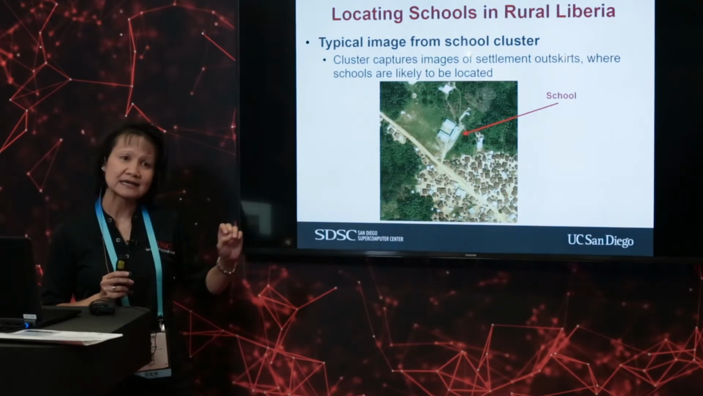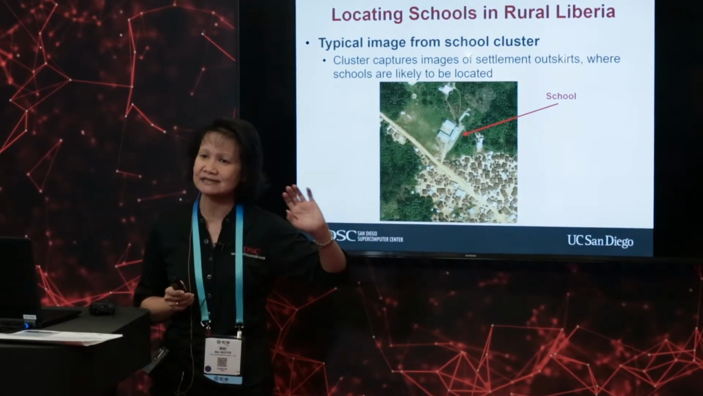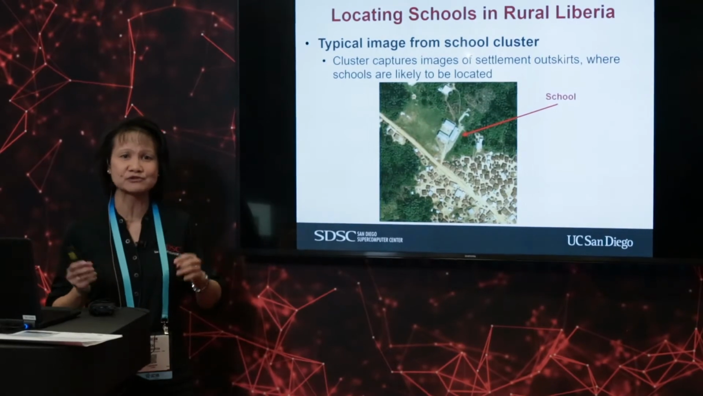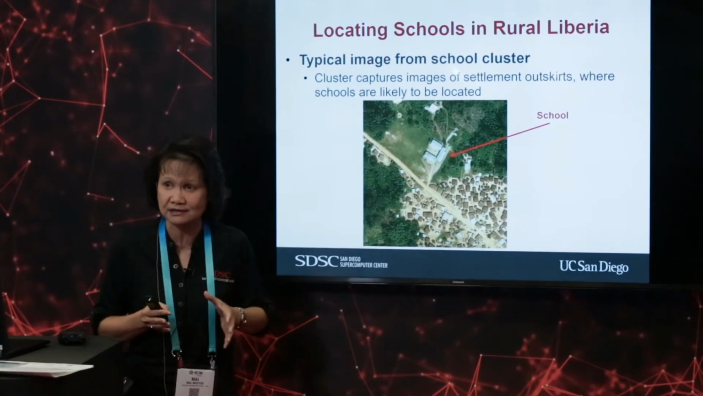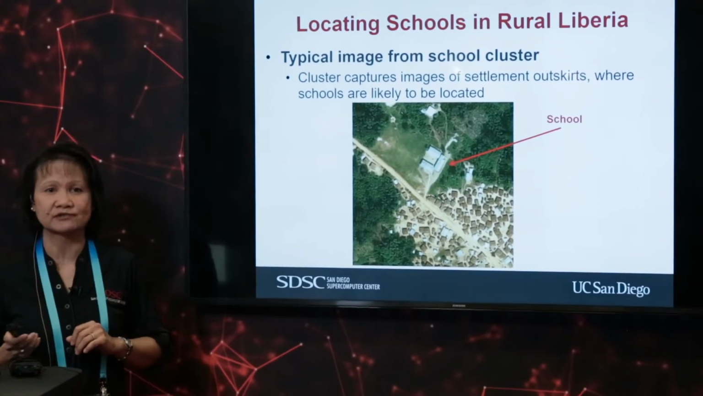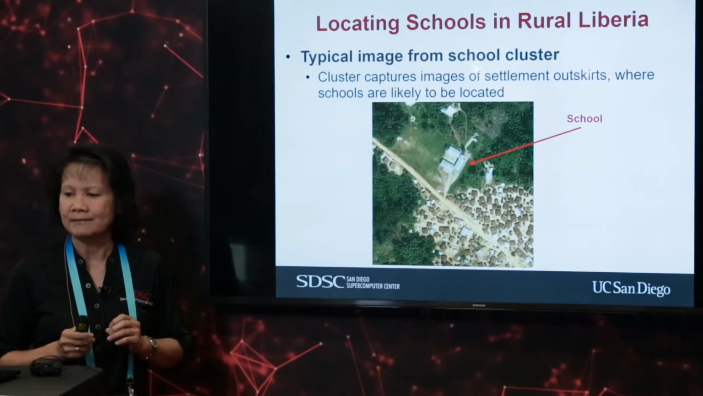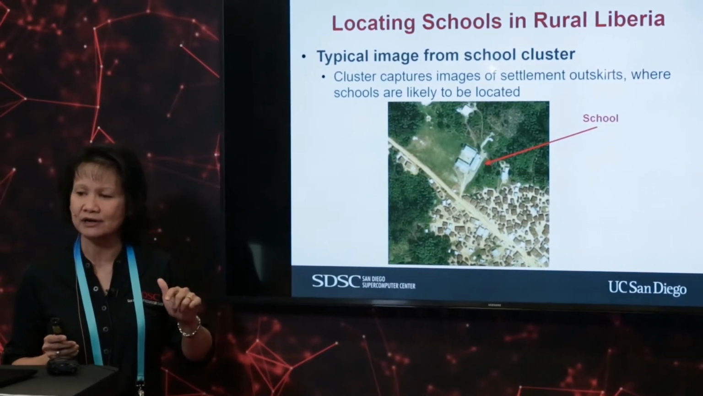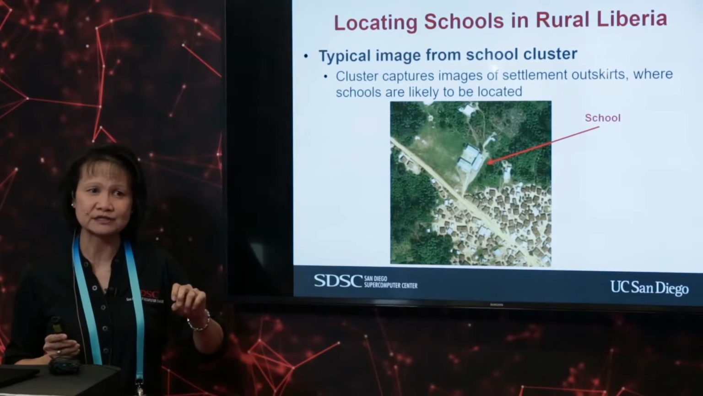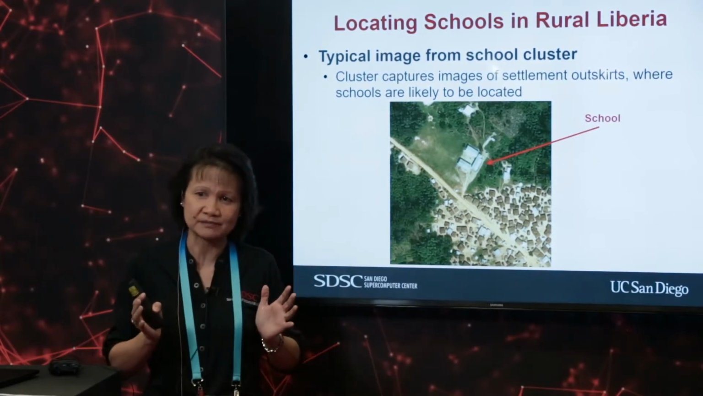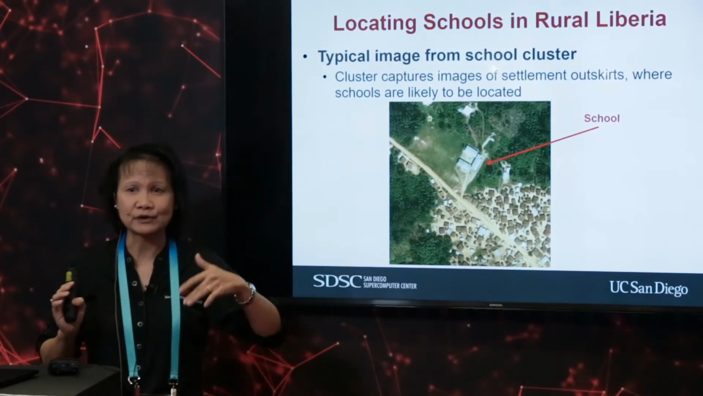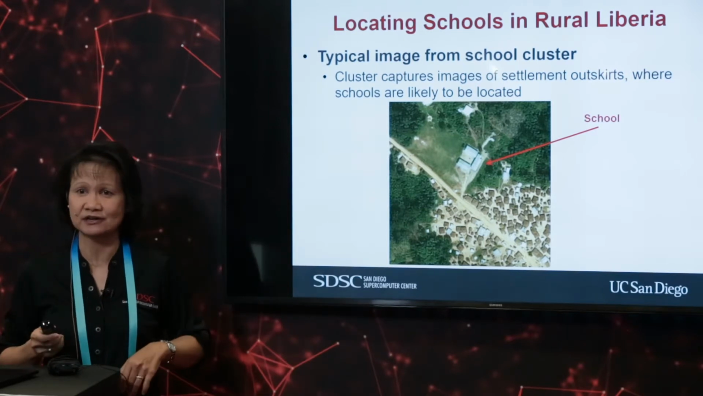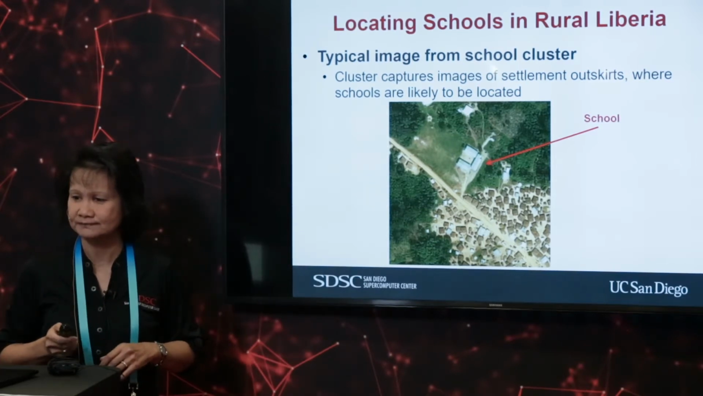And when we analyze the clusters to the right, we see that there are indeed clusters that capture images where schools are located. And this is a typical image from one of those school clusters. We see that in this part of Liberia, schools are often built kind of on the outskirts of a settlement, off of a road that leads outside of the settlement, as we see here in this image.